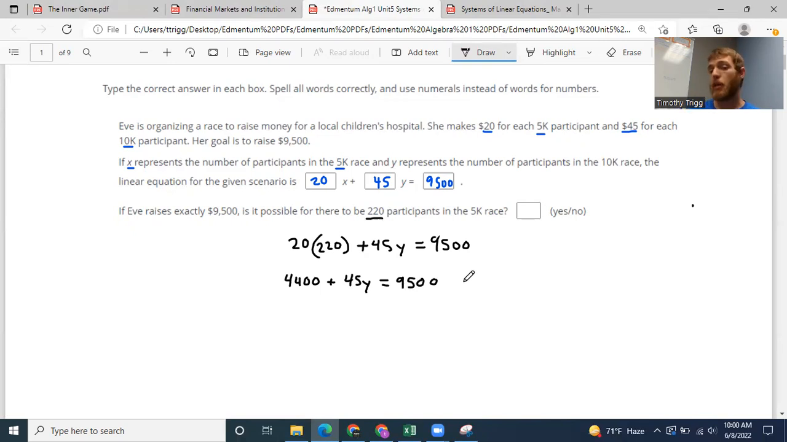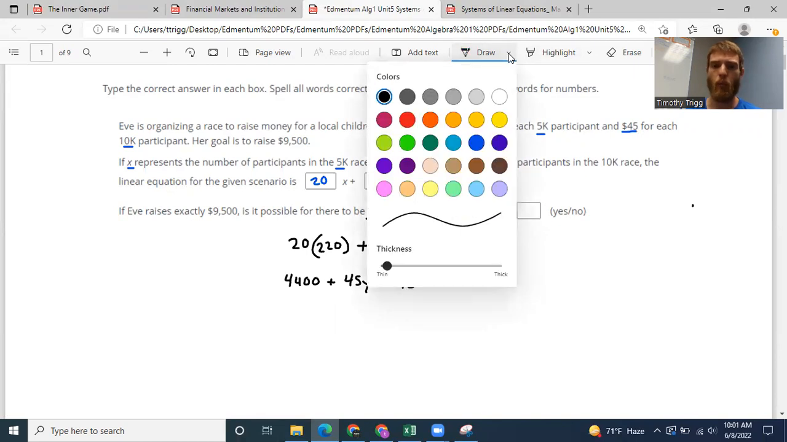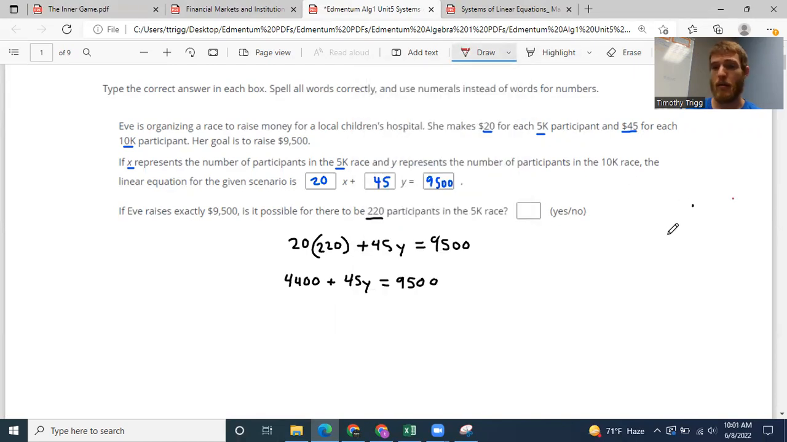So I want to go ahead and solve for y. And ideally, what we're looking for is for y to be a whole number value. We wouldn't want y to be a decimal in this case, because you can't have like 0.5 of a participant. Participants in this case need to be positive whole number values.